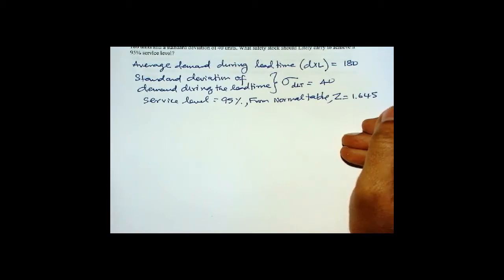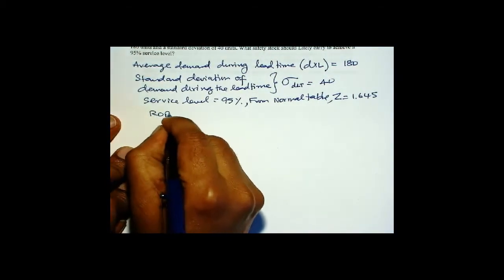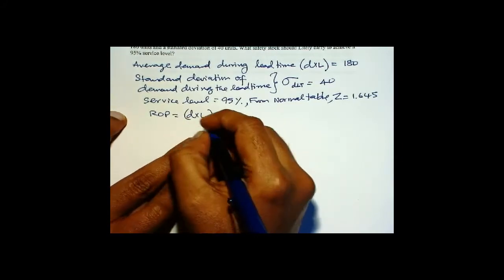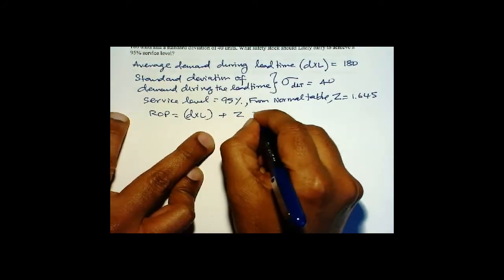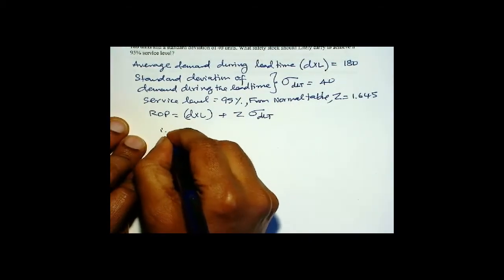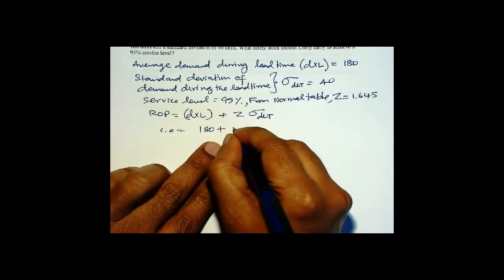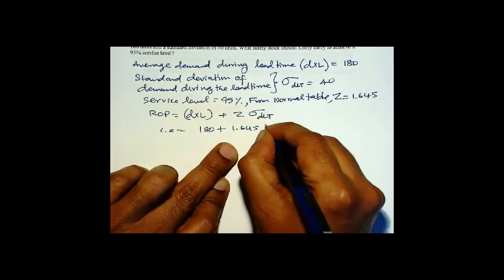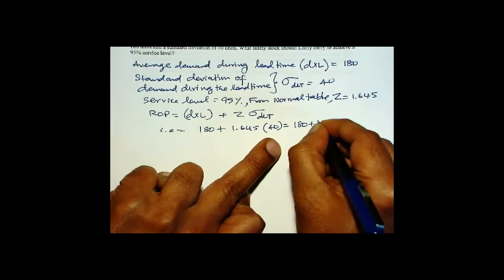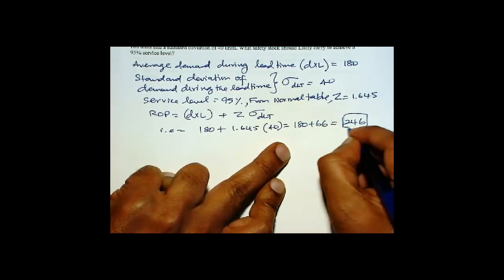So then ROP is D times L plus Z times sigma sub DLT, and that is equal to 180 plus 1.645 times 40, that's equal to 246, and here this part is our safety stock.